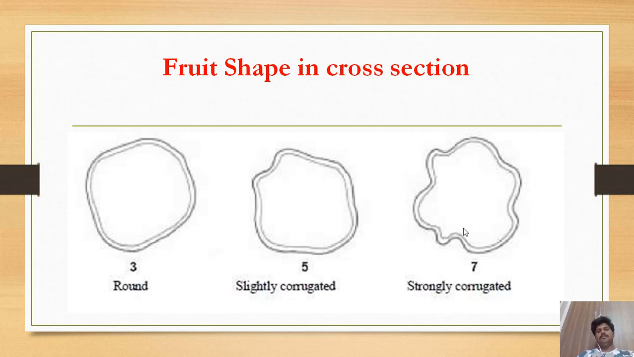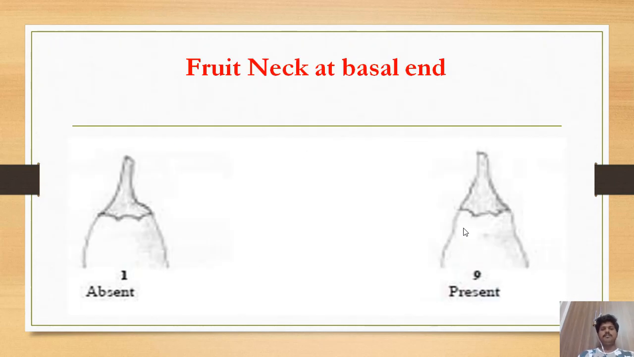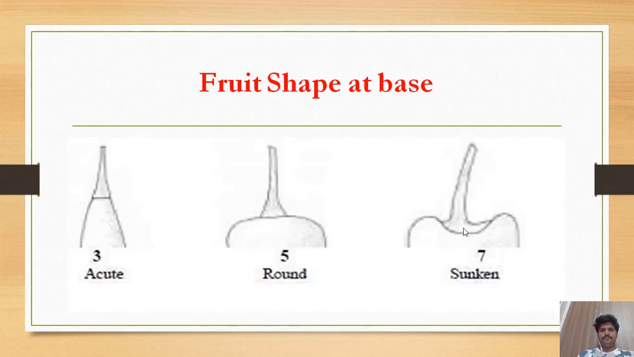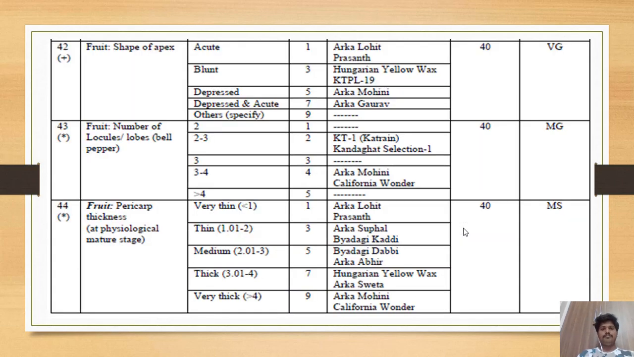Then fruit shape in cross section. If you cut it in the cross section horizontally, how does it look? It is either smooth, slightly corrugated, or strongly corrugated. So this is how we are going to classify them. Then the fruit neck at the basal end: it is either absent or present. You look, there is a neck-like thing in the second picture. Then fruit shape at the base: you see acute, it's pointed, round, and sunken. So this is how you differentiate them.